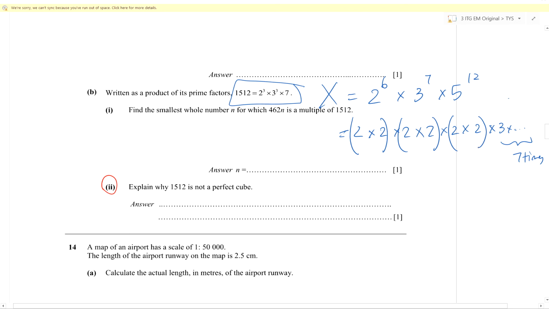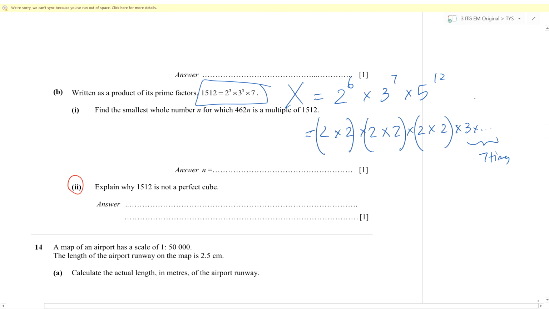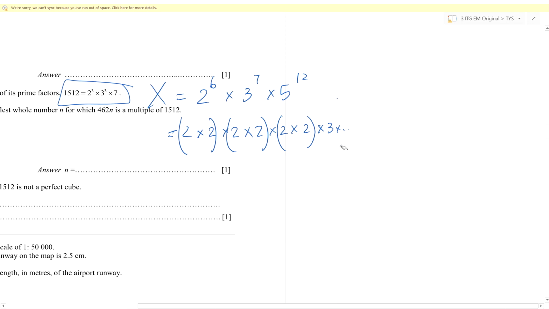So as long as the power is a multiple of 3, I can group it into 3 groups. And therefore, it will be a perfect cube. Now compare it with the 7. 7 times of the 3. 4, 5, 6, 7. Now there are 7 of them. 3 itself is a multiple of 3. 3 power 7 is also a multiple of 3. But that's not what we are interested in. We are talking about the power.